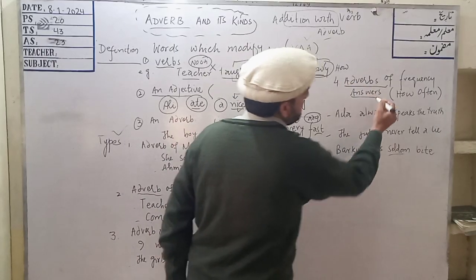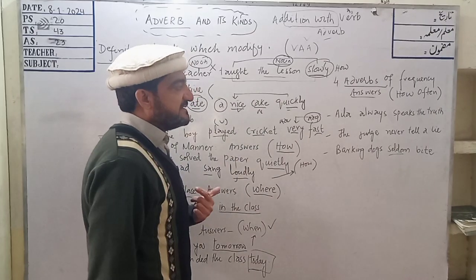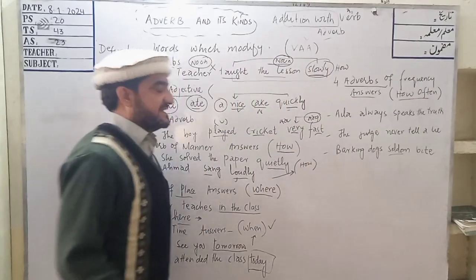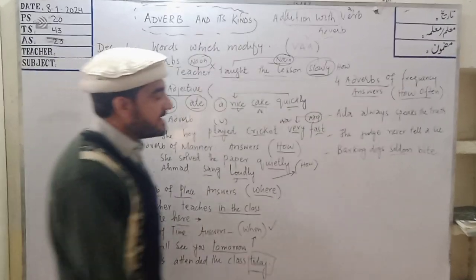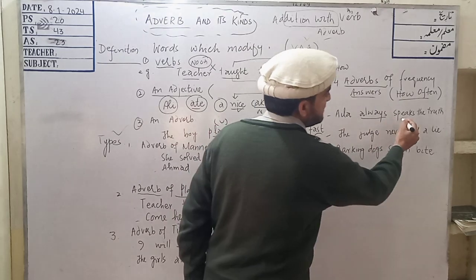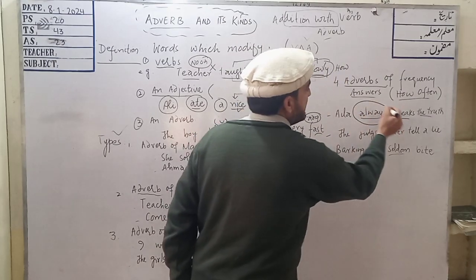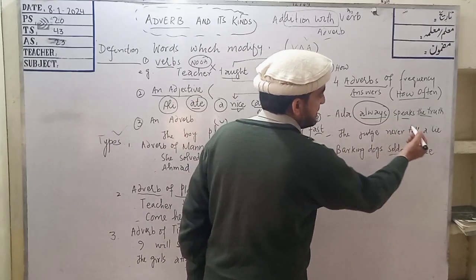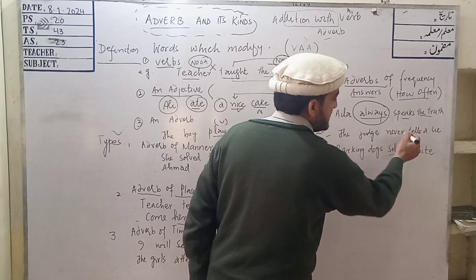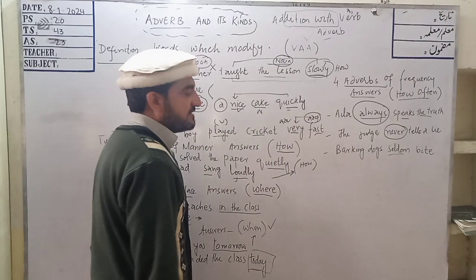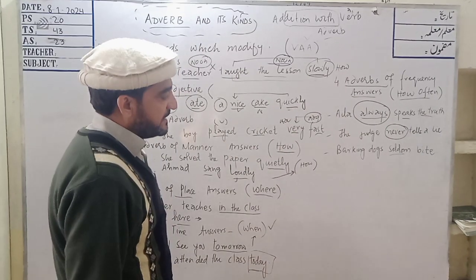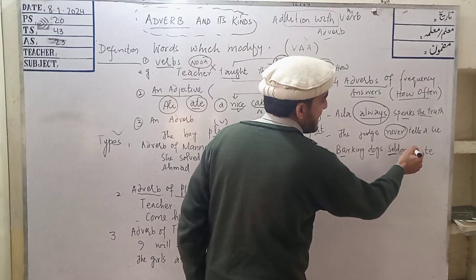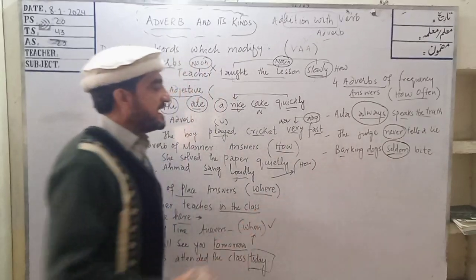Fourth, adverb of frequency. Adverb of frequency is the type of adverb which answers the question how often. Arya always speaks the truth. This always is adverb of frequency. And the judge never tells a lie. So this never is adverb of frequency. And there is a famous proverb that is barking dogs seldom bite. This seldom is adverb of frequency.